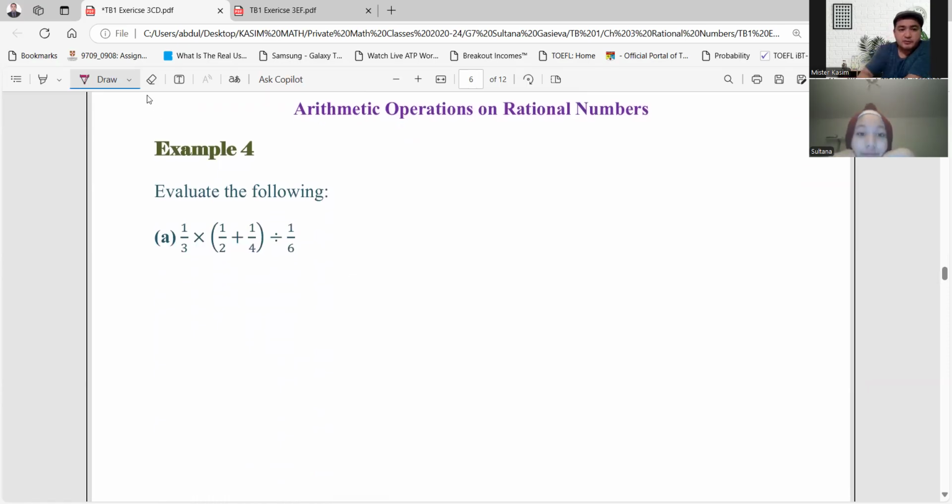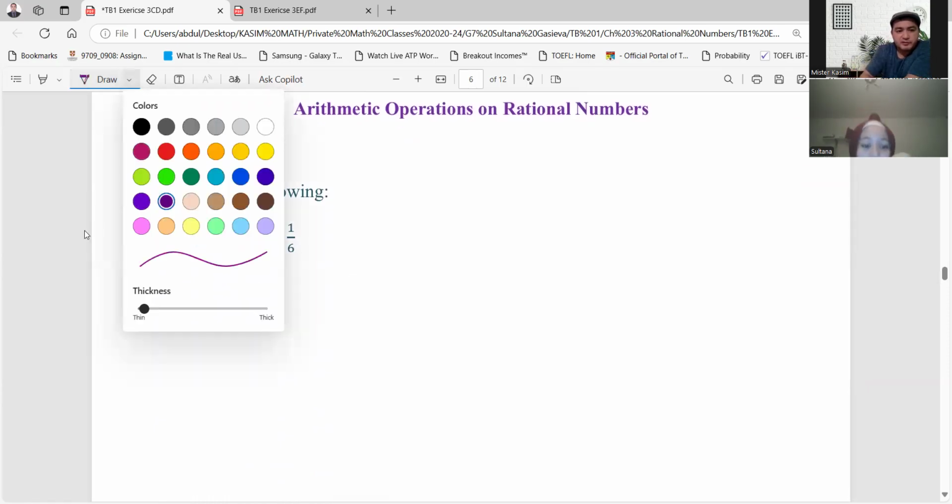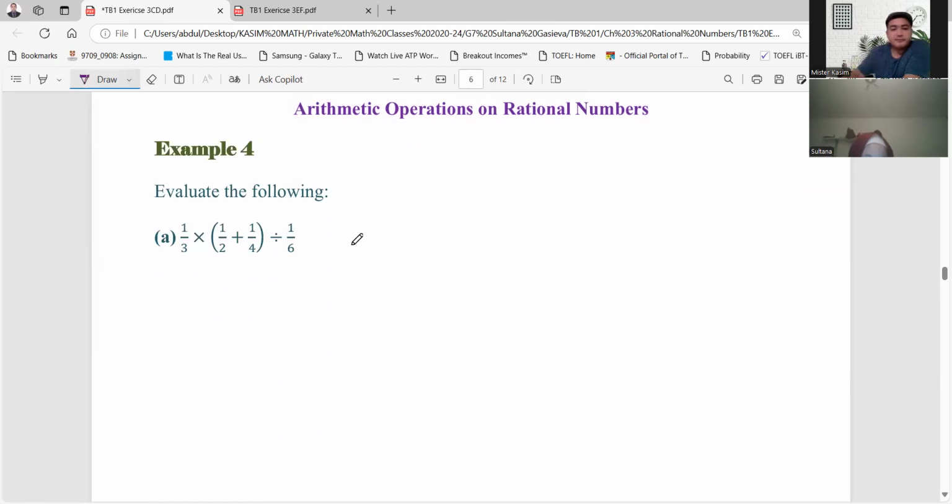And now let's do this question. What do we do here first? We can do this together and you'll try the next question. First, we start with the innermost parentheses, right? So here we have 1/3 times, let's add this. What is the common denominator? It is 4, right? So it should multiply by 2. 2 plus 1 is 3.